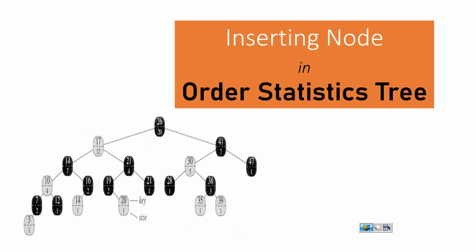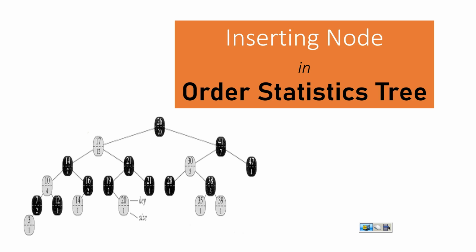So in this video, we are going to learn how to insert a node in an order statistics tree. Already we have discussed what an order statistics tree is. This is the tree which is obtained by augmenting an RB tree, as we discussed in our previous videos. Now let's see how we can add a node into this augmented RB tree.